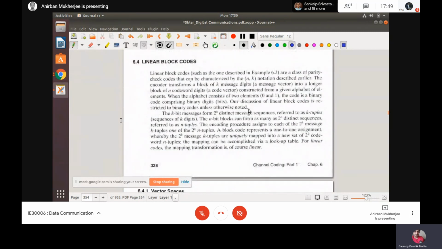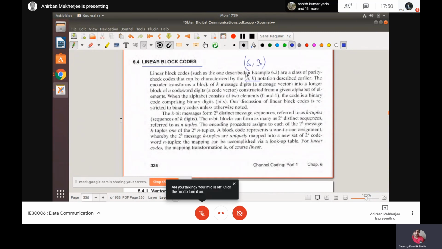Next is the linear block code. The linear block code is a class of parity check codes that can be characterized by the (n,k) notation. That is, say (6,3). The message is 3 bits, you will append 3 extra bits so that you get a 6-bit codeword. Mainly we will talk about binary codes, restricted to binary. So k-bit messages will give 2 to the power k distinct message sequences.